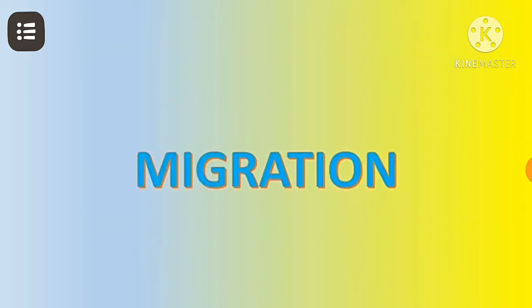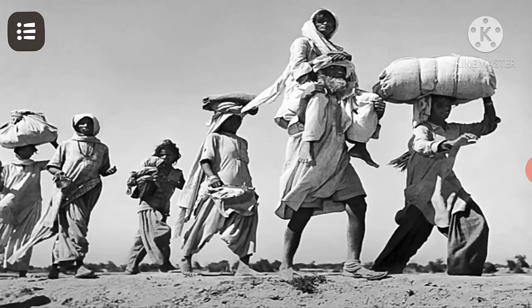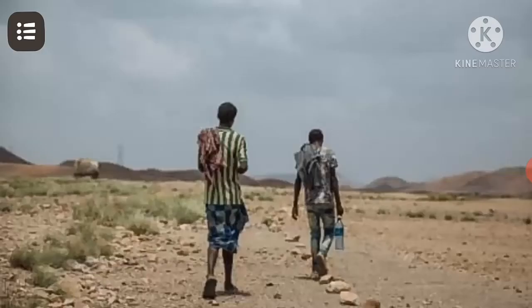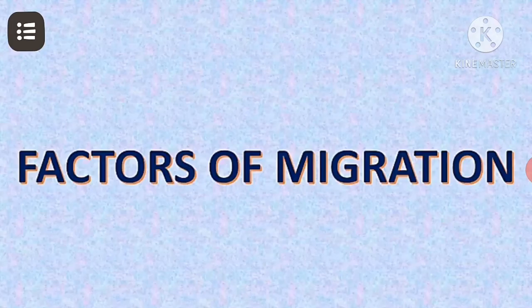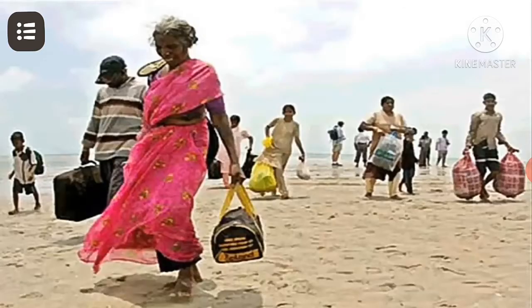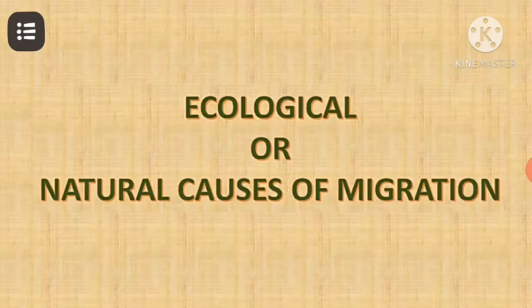Migration. Migration has been defined differently by different experts. In general, migration is defined as the permanent or semi-permanent change of residence of an individual or group of people over a significant distance. Factors of migration. There are a number of factors which are responsible for the migration of human population.